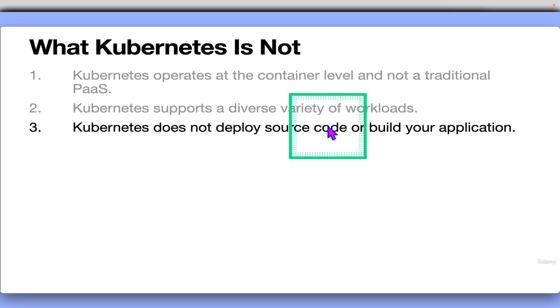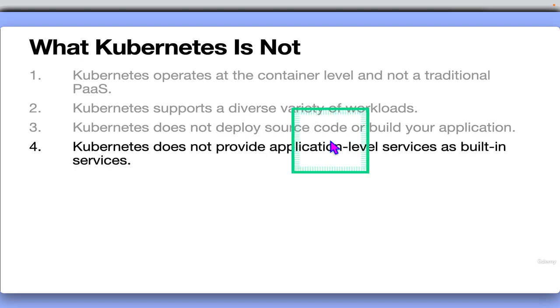Kubernetes does not deploy source code or build your application. Continuous integration, delivery, and deployment workflows are influenced by organization cultures, preferences, and technical requirements. Kubernetes does not provide application-level services like middleware, data processing frameworks, databases, caches, or cluster storage systems as built-in services. These components can run on or be accessed by Kubernetes applications via portable mechanisms like the Open Service Broker.